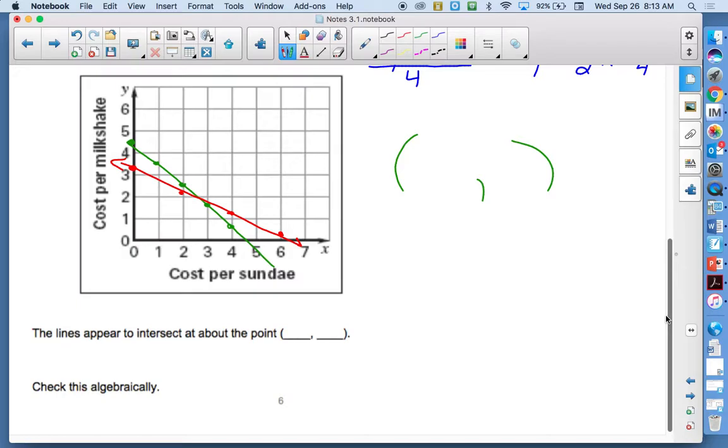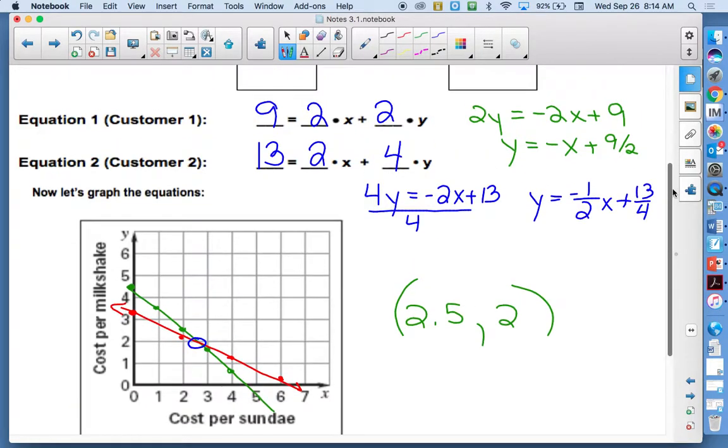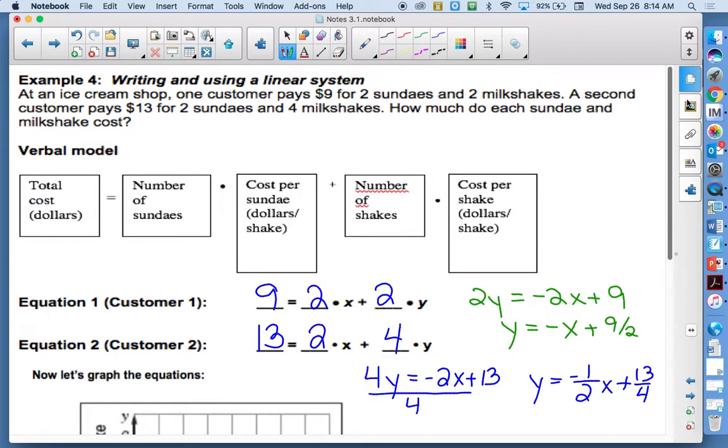So Julian, what did your calculator tell you about the intersection point? It's (2.5, 2). Which mine looks pretty close to that. So intersecting right here at this location, looks like the x is about 2.5 and the y is 2 from my graph. We can verify that algebraically, you can verify it using your calculator, but please make sure that you answer the question. So the question says, how much do each sundae and milkshake cost?